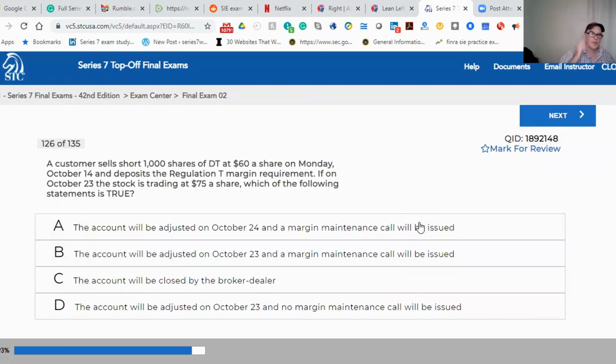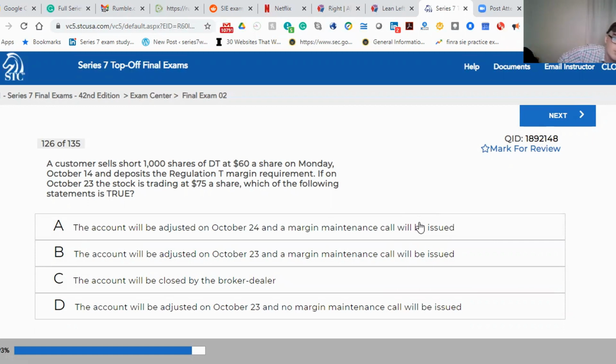Okay. Customer sells short 1,000 shares at 60. Deposits Reg T margin, so that's going to be 30 grand. The stock has now traded up to 75. What's true? I always get this one wrong because I get the dates wrong, and I don't really care because you won't see it. Will we need a maintenance call? So I'm going to do 6. So it's 90,000, my credit balance, divided by 1.3, which is 69.